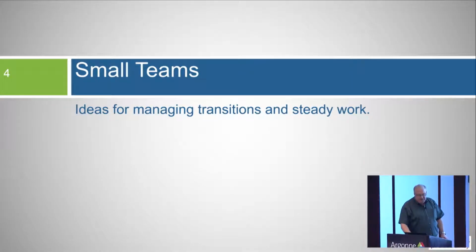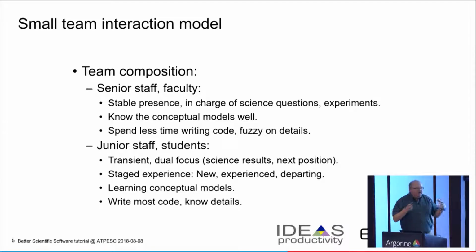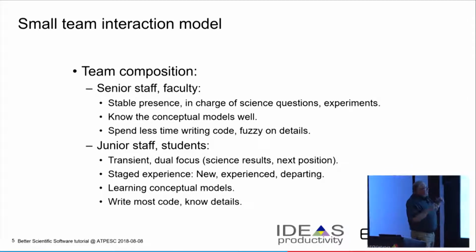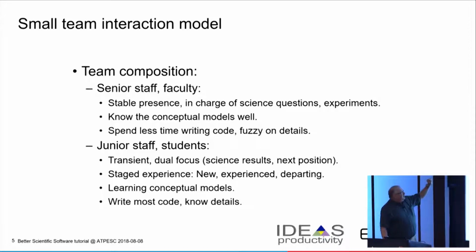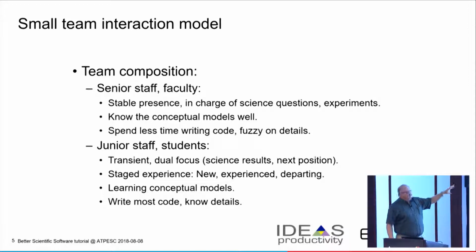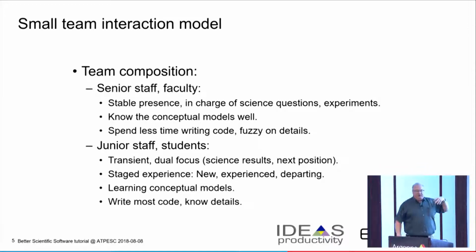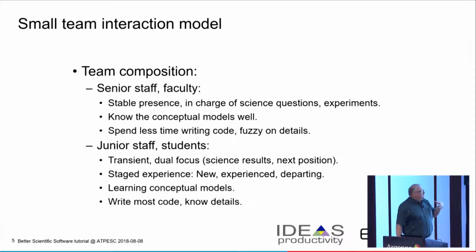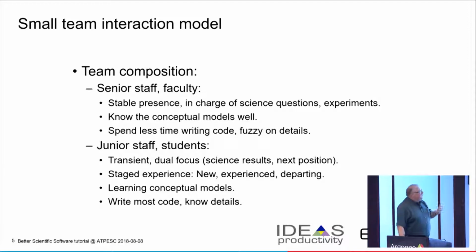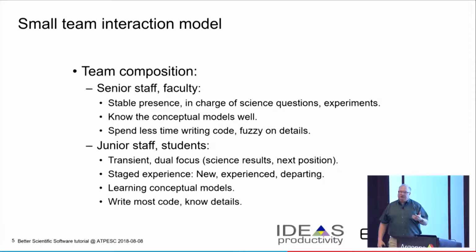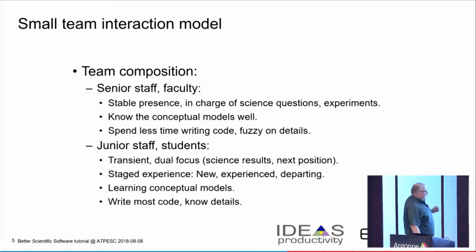So let me start with talking about small teams. So here's a typical composition of a team, especially for a university research group. You've got some senior staff and/or faculty members, and you've got some junior staff, postdocs, and students, right? And the senior staff, they're the stable presence. They're sort of in charge of the scientific questions. What numerical experiments are you likely to be doing? They know the field well, they know the conceptual models, but it's probably been a long time since they've written code. And as my graduate advisor used to say, his students prevent him from getting anywhere near the code as a matter of self-defense, right? And it was very true.